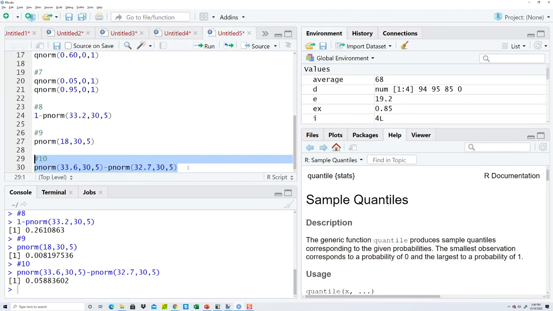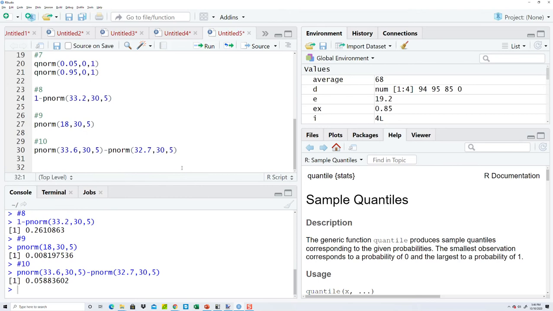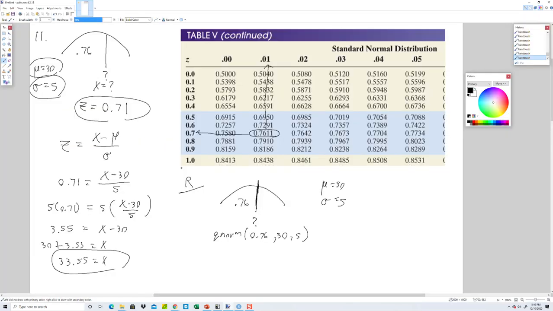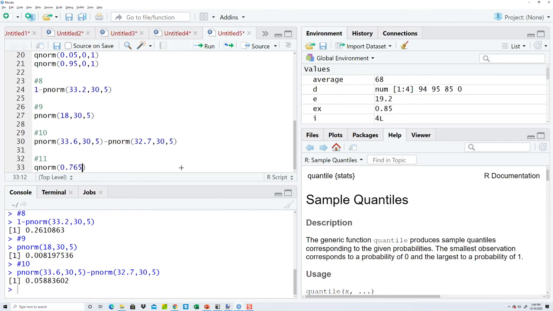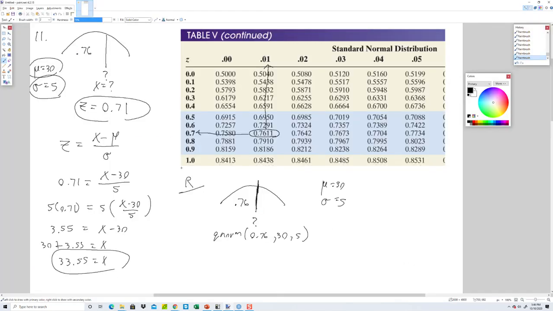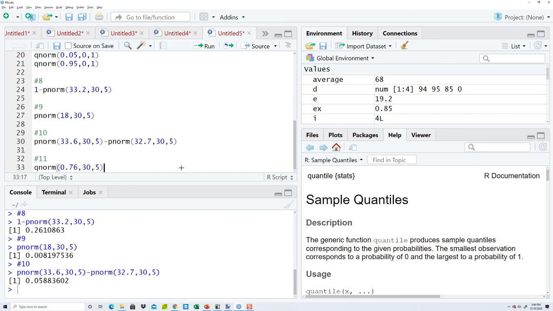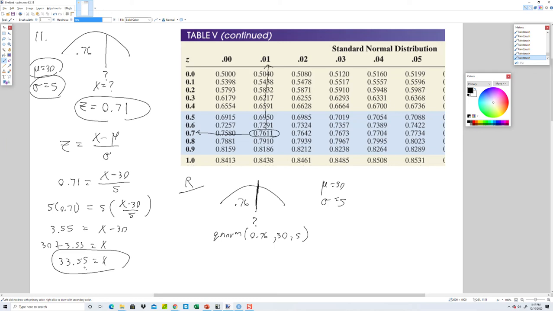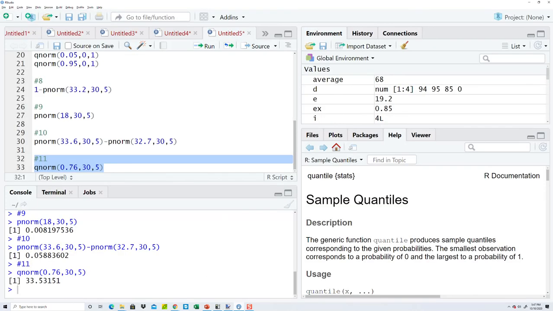Okay, so number 11, Q norm 0.76, comma 30, comma 5. And I'll run that. And we get 33.55. That's assuming I typed it all in correctly.